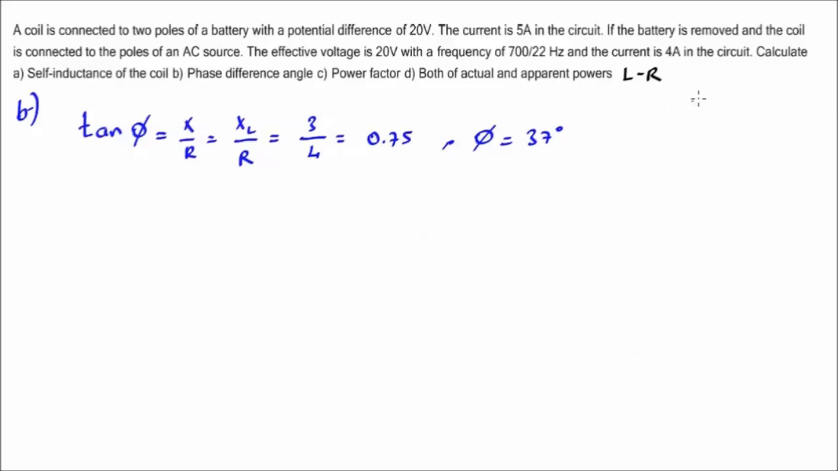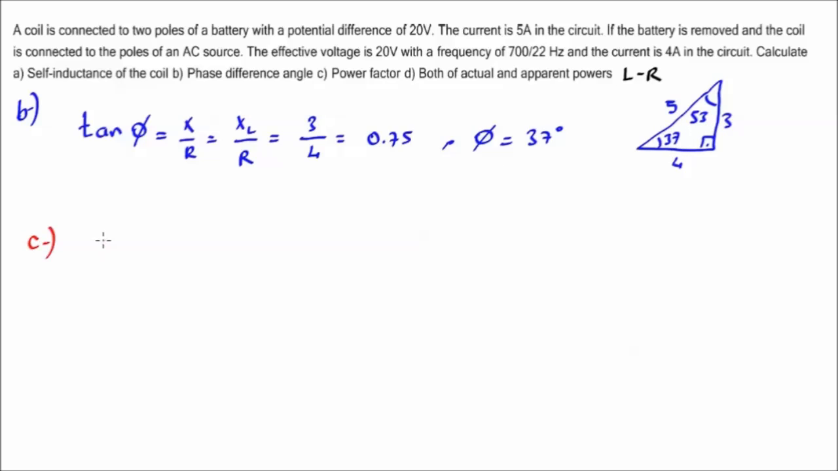From this triangle you can calculate it. 37, 53. There is 3, 4, and 5. Tangent 3 over 4 means 37 degrees.